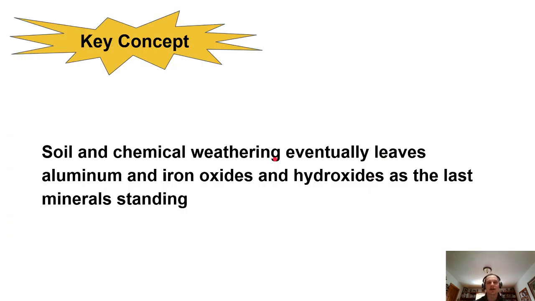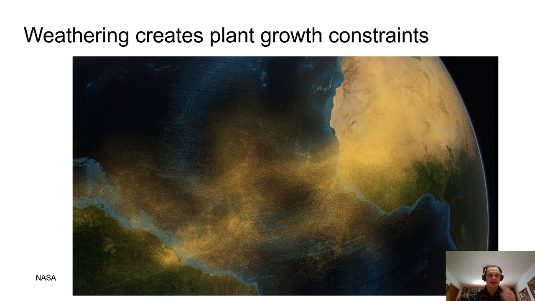So key idea here is that soil and chemical weathering eventually leaves aluminum and iron hydroxides and oxides as the last minerals standing. And this interaction between the conditions that are best for plant growth, which is a relatively stable high temperature and a relatively stable high amount of precip, are actually the same ones that encourage the highest rates of chemical weathering. And so those older tropical soils, like in the Amazon, basically become completely denuded or low in nutrients like phosphorus, which have only a mineral component.